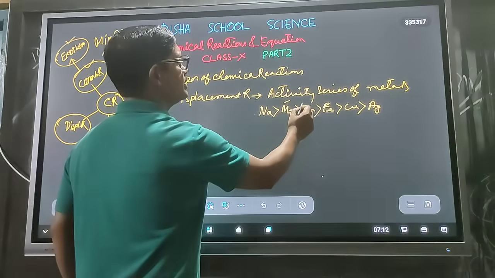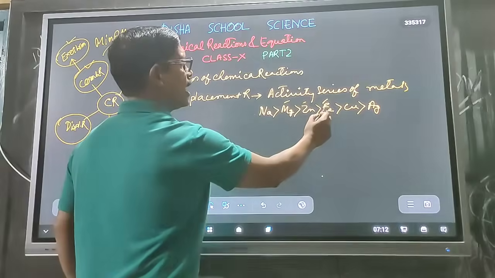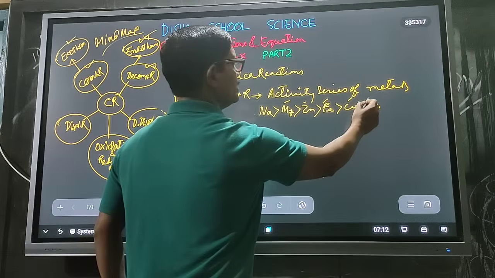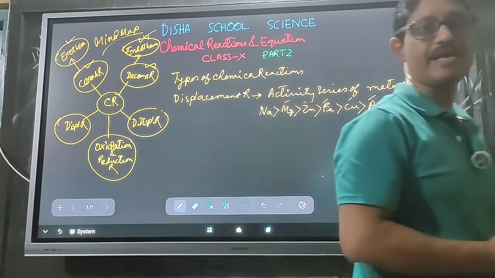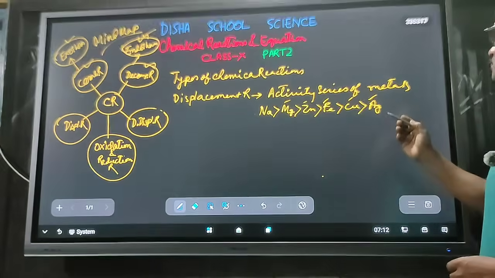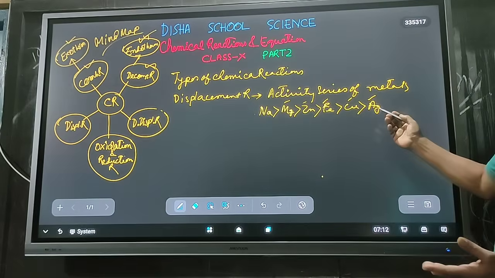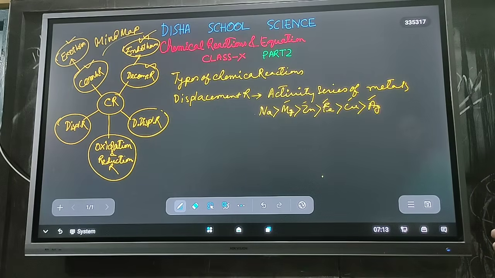Magnesium is more active than zinc. Zinc is more active than iron. Iron is more active than copper. Copper is more active than silver. That means silver is the least reactive. It does not participate in chemical reactions since its activity is very low.